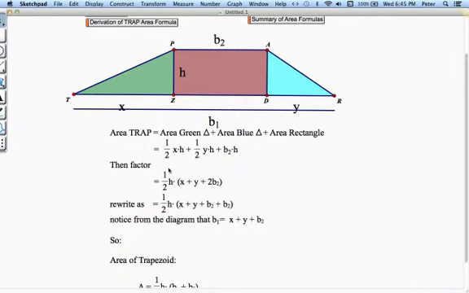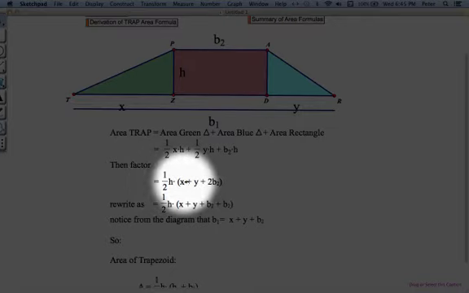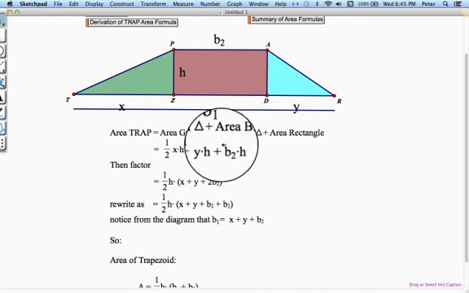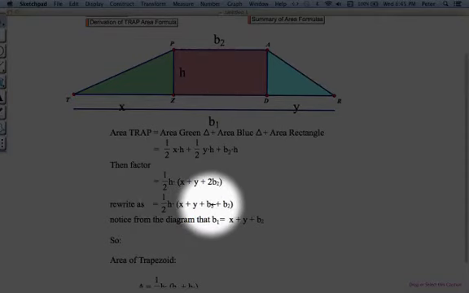I'm going to factor this then. As you can see, I've got a 1/2 in each of the terms, and I have an h in each of the terms. So I'll factor it out, and I have 1/2 h times the quantity x plus y plus 2b2. Now the 2b2 comes from when I factor a 1/2 out of the b2 times h, I get 2b2. Alright, so I'm going to rewrite that now as x plus y, and I'm going to break up the two b2's into a b2 and another b2.